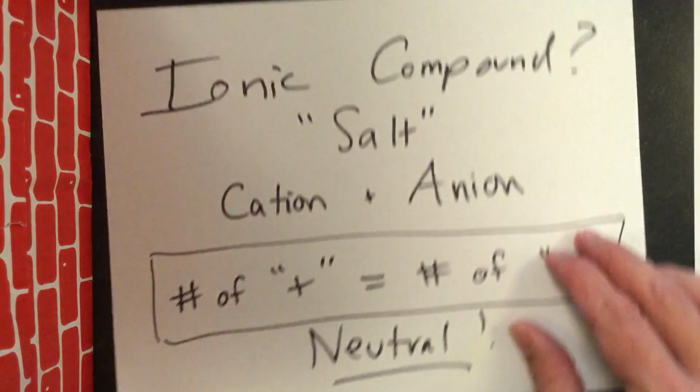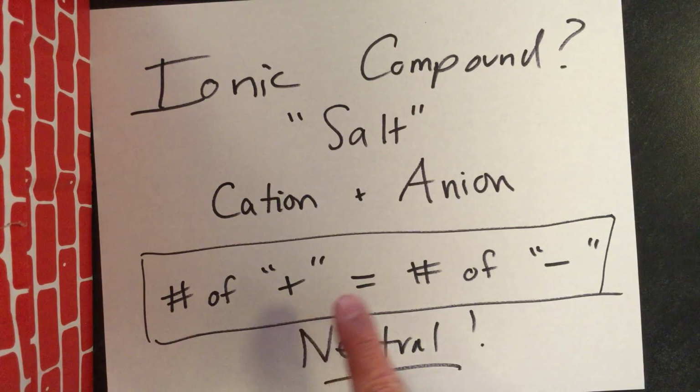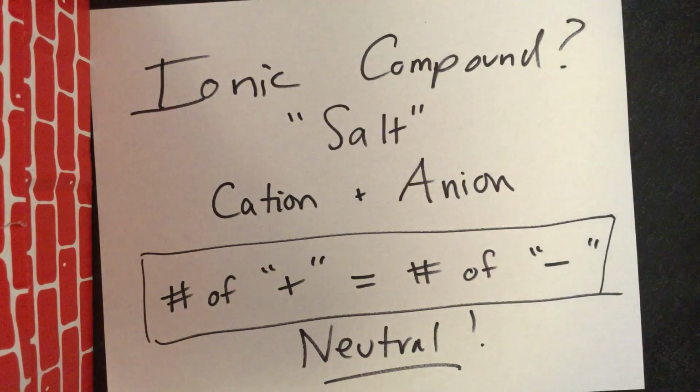I'm here today to teach you all about writing formulas of ionic compounds from the names of those ionic compounds. Now, you might ask, hey, come on, Flanagan, what's an ionic compound? Well, an ionic compound is actually also called a salt, and that's made of a cation, usually a metal, positive ion, and an anion, usually from a nonmetal, and that's, of course, a negatively charged atom. And the whole key to writing ionic compound formulas is that the number of pluses equals the number of minuses. Why? Because it's a neutral compound.